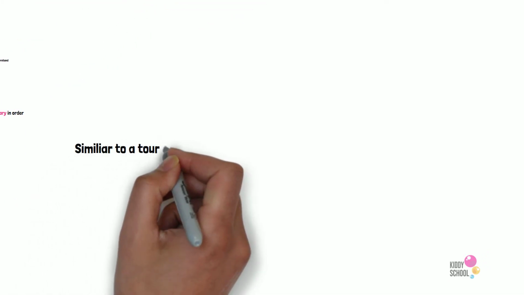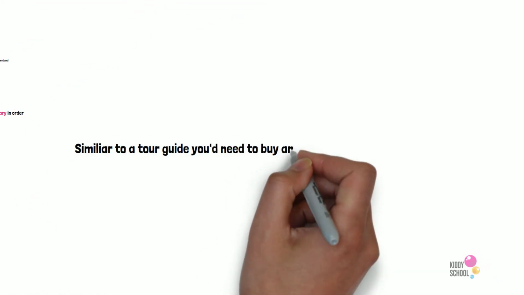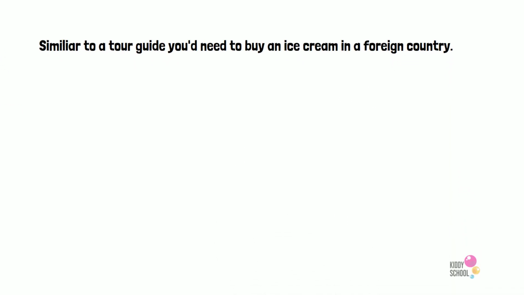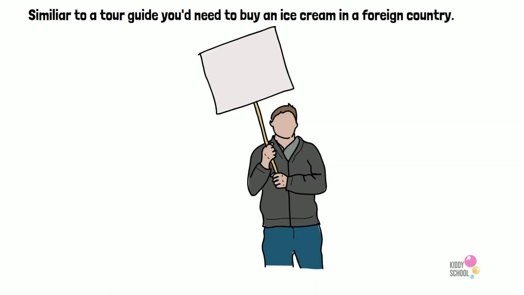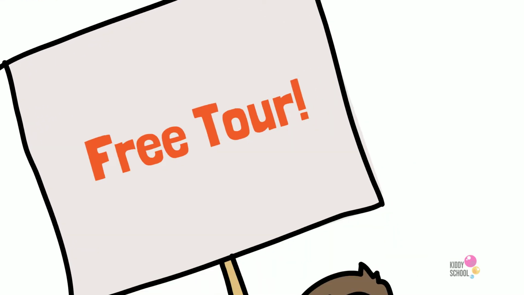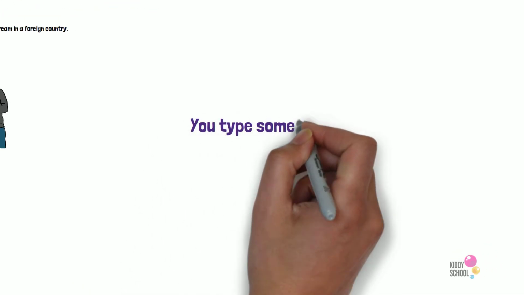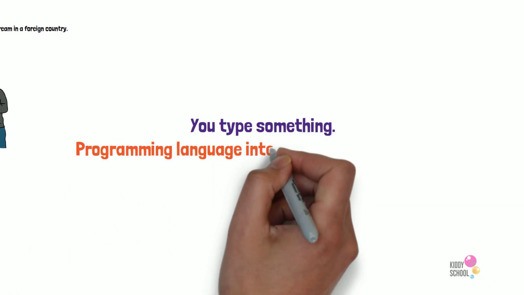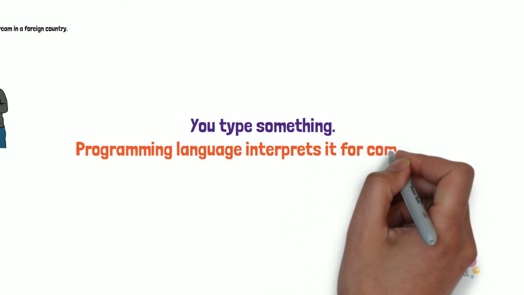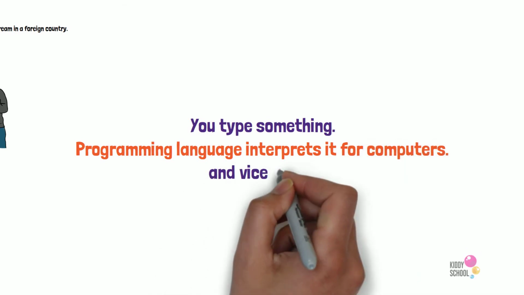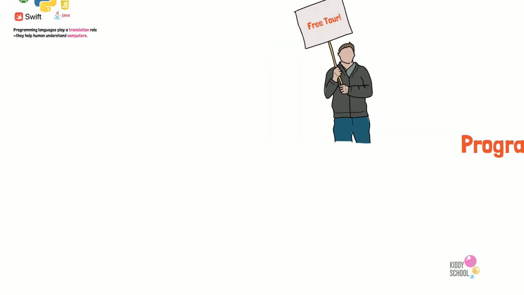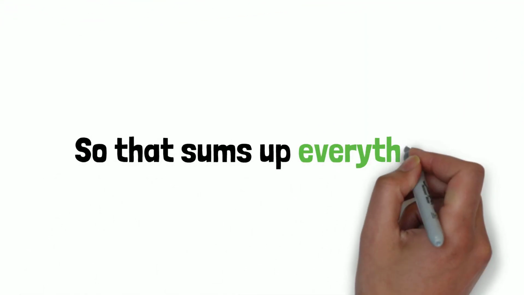Similar to a tour guide, you would need one to buy an ice cream in a foreign country. You type something. The programming language interprets it for computers and vice versa. So that sums up everything.